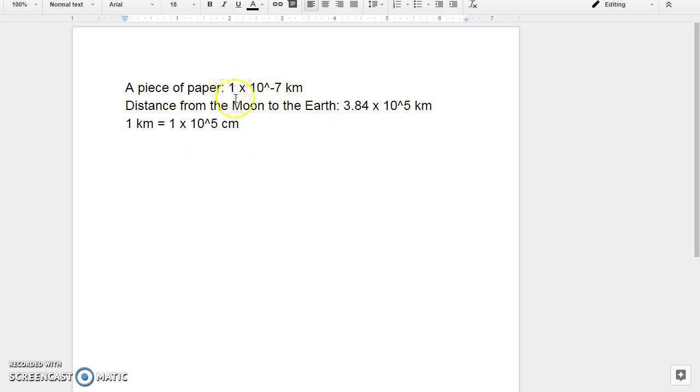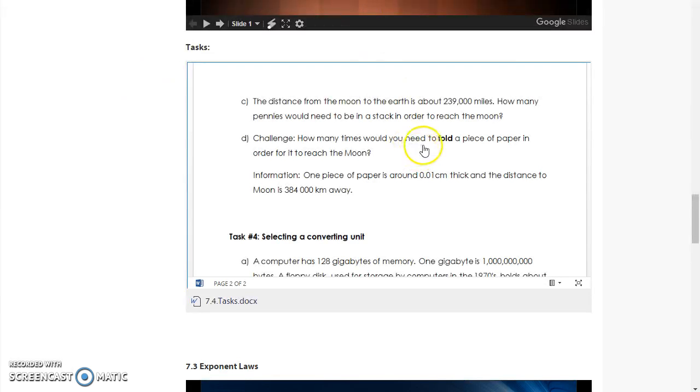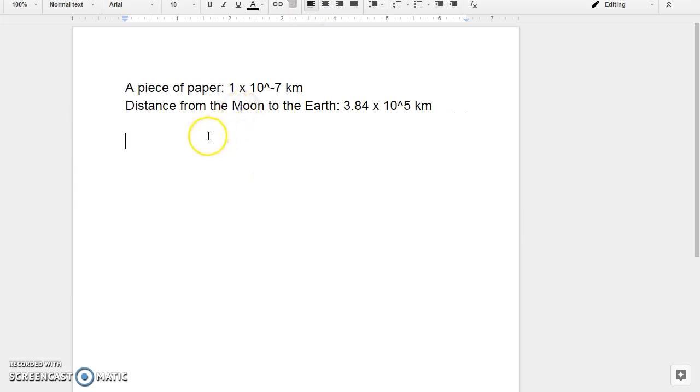And now we'll need this in distance from the moon. Now, the equation for doing this, some of you might think that I just need to take this and divide by this and we'll find how many pieces of paper. But the question is how many folds, not how many pieces of paper placed on top. So here is the equation for you to solve this.